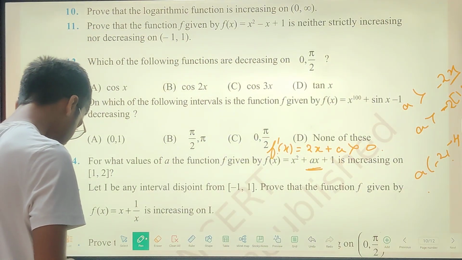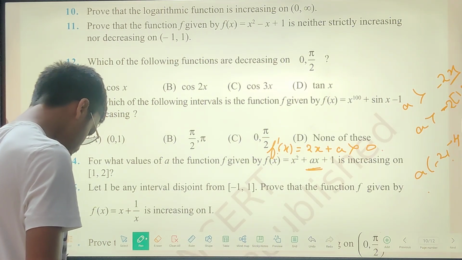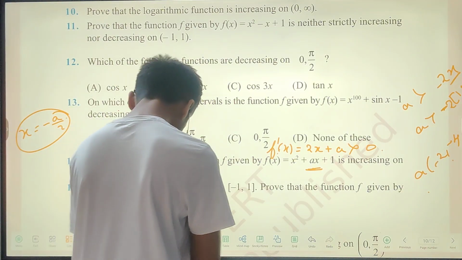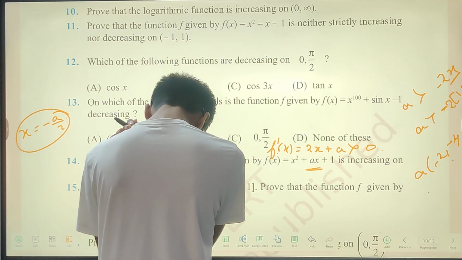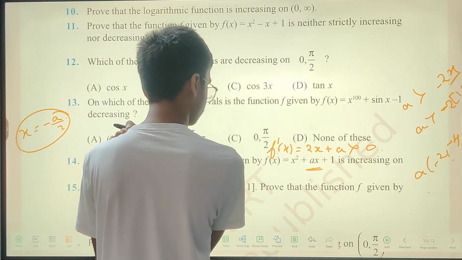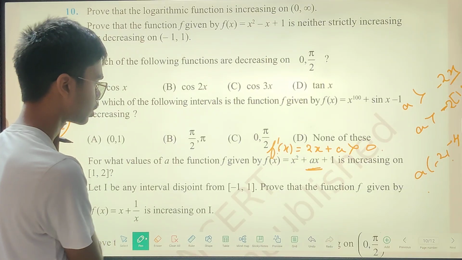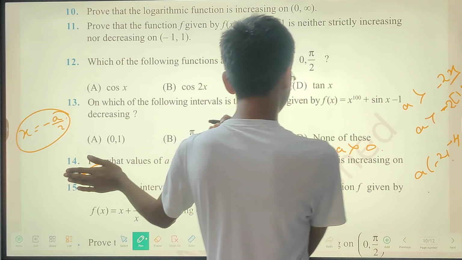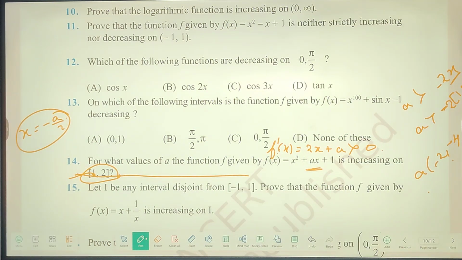Is it correct for the 14th? Minus 2 to minus 4. Yeah, they have given minus 2 only, but what about minus 4?